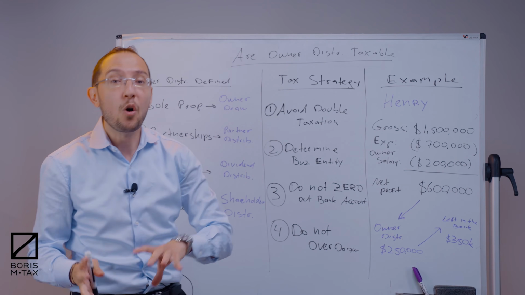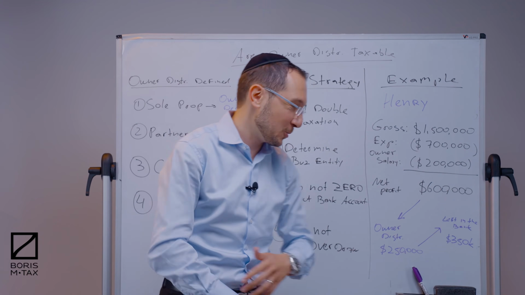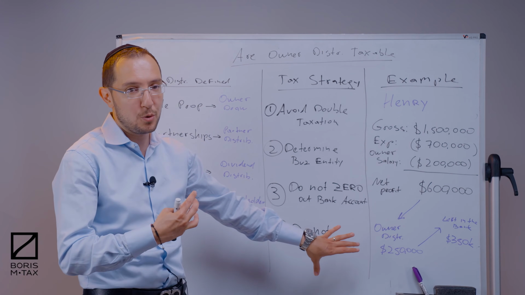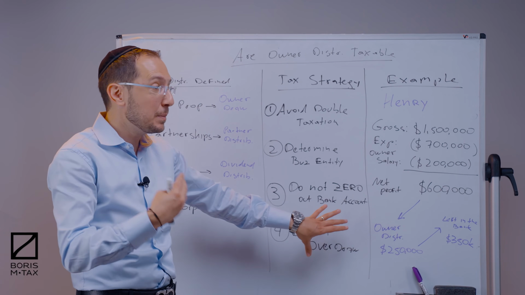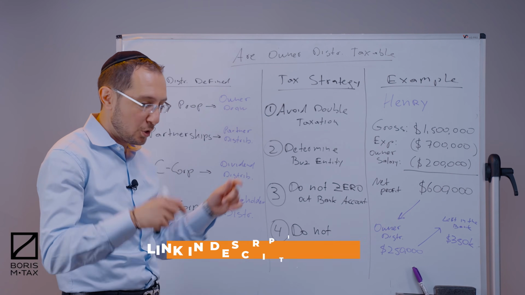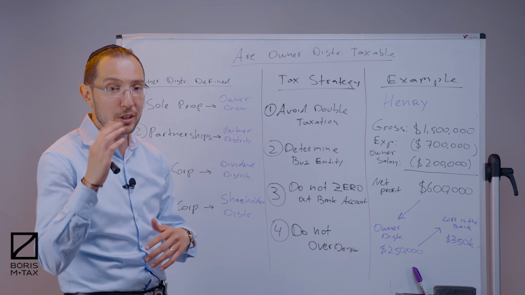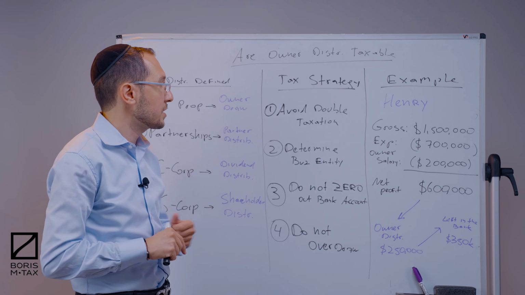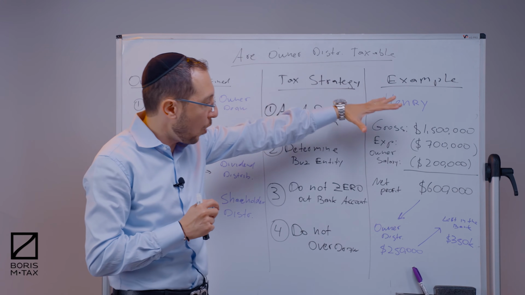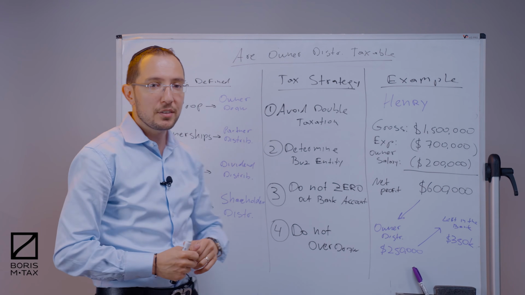And that is called overdrawing against your distributions, or against your business assets, so to speak, whatever you want to call it. But that is basically an excess distribution. You took out more money than the business could allow you. In that case, you will be paying a tax on it. There's going to be a video in the description and somewhere around this video that you can watch to see how exactly that works. Now let's talk about Henry, and I'll give you an example about Henry. I'll walk you through this tax strategy, everything that we've discussed, right after this break.